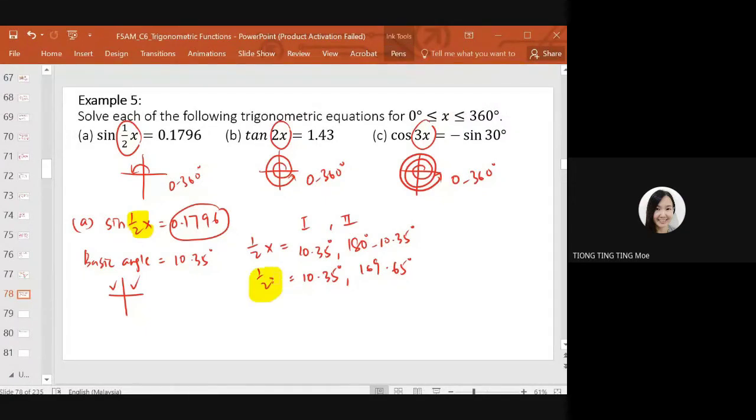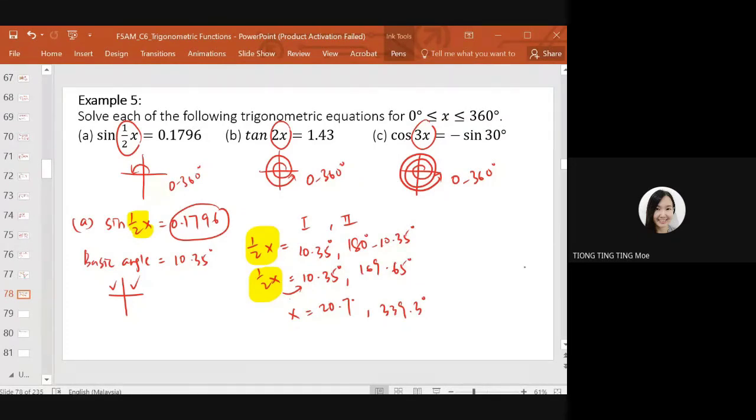See this one. So 1 over half, half quadrant only. So it will have the first and second quadrant only, right? So your x will be what? You have to multiply by 2. 10.35 multiplied by 2 is 20.7. Then 169.65 multiplied by 2 is 339.3 degree. Okay, no problem for A.